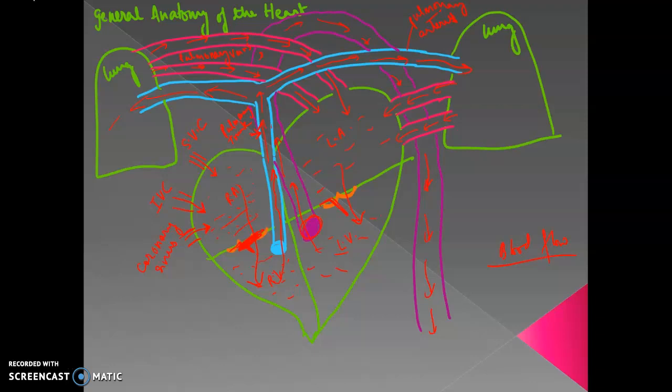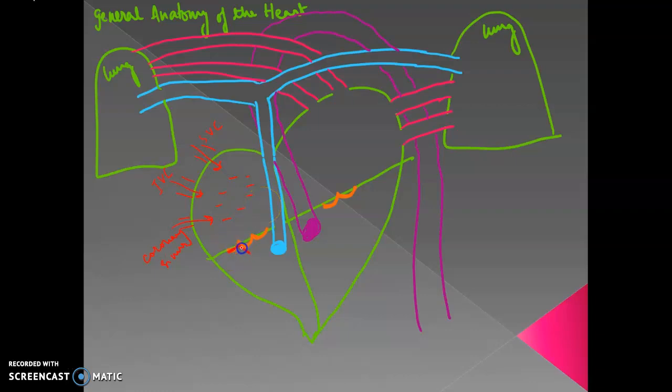All right, so let's do a quick review here. So deoxygenated blood from the superior part of the body enters the right atrium via superior vena cava. Deoxygenated blood from the inferior part of the body enters the same chamber via inferior vena cava. And deoxygenated blood from the heart itself is drained into the right atrium via coronary sinus. Good. As more and more blood fills up the right atrium, pressure builds up.